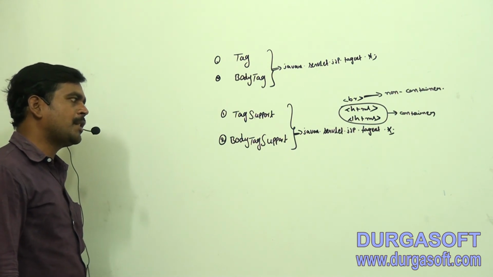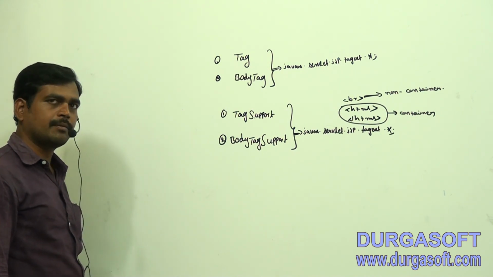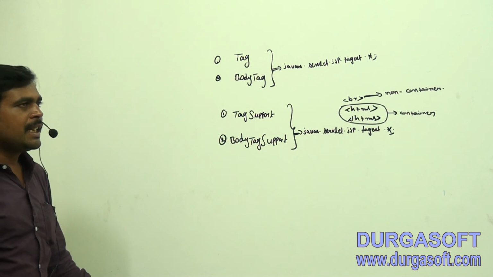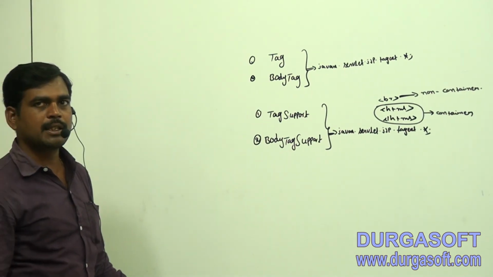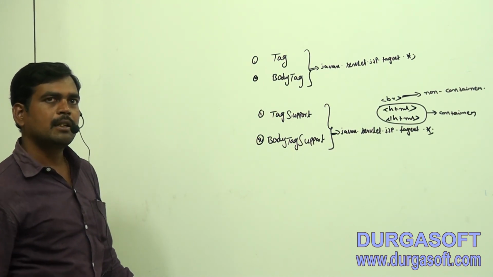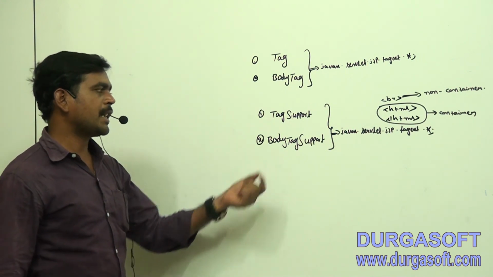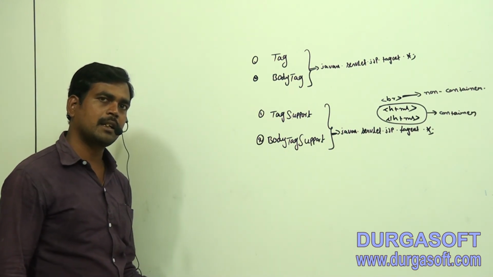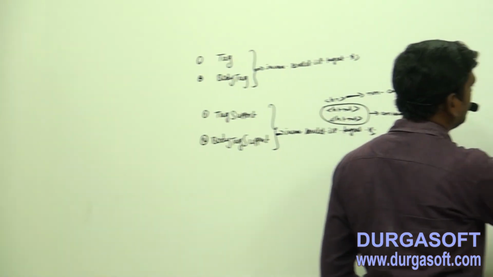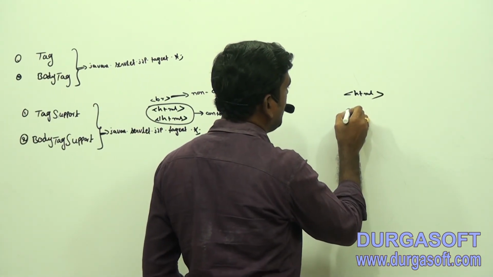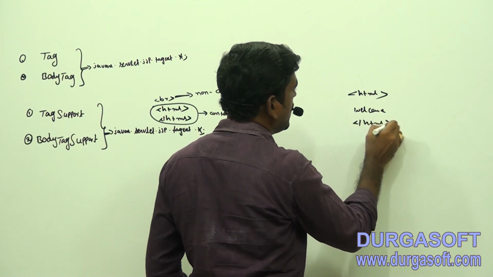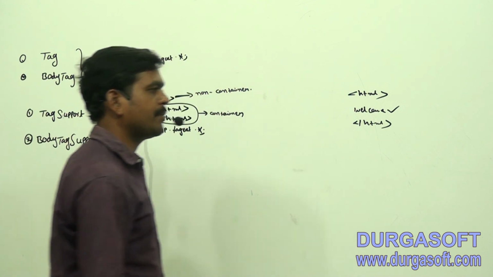Now here, TagSupport and BodyTagSupport are both predefined classes. If we want to develop any business logic within our tag, we can, but that business logic we take in BodyTagSupport. We need to design the tag handler class. For example, this is my tag HTML, then welcome, then close the HTML. I want to display this message 10 times.